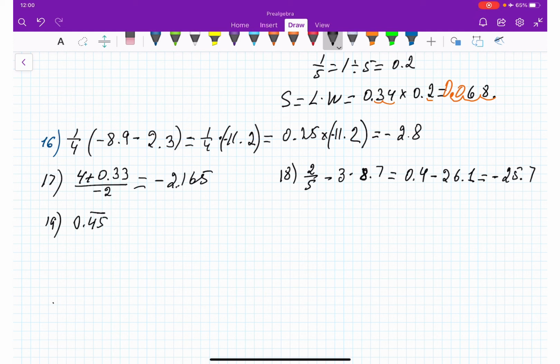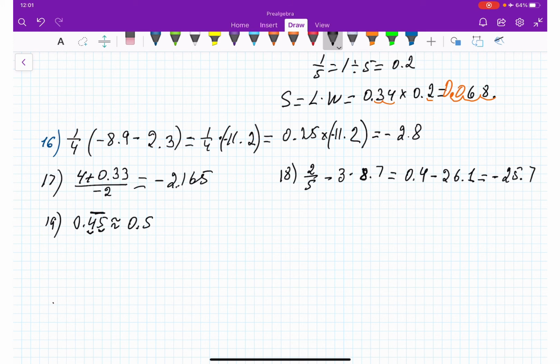0.45. When we have this line here, that means it's equal to 0.45454545, and so on. Okay? And it says round to the nearest tenth. This is our tenth, and this is our hundredth. So if I round to the nearest tenth, it's going to be equal to 0.5 because the hundredths digit is 5. When you have 5, then the previous number is rounded higher. And I'm going to put here the approximation sign because it's not precise.